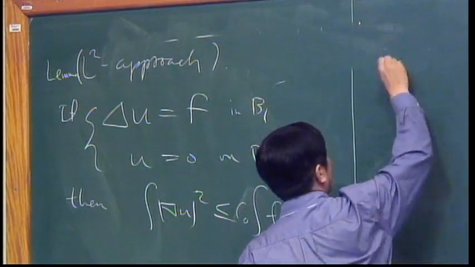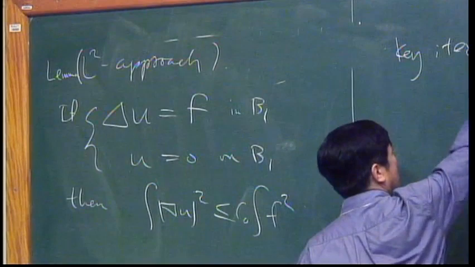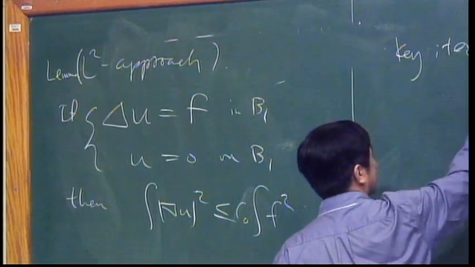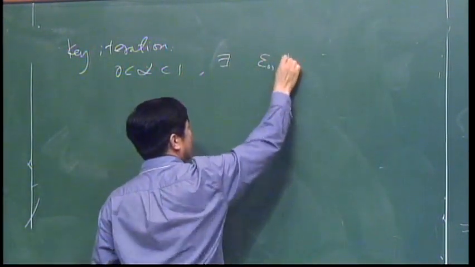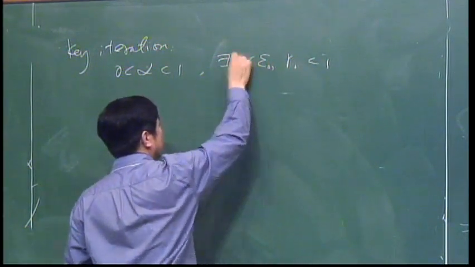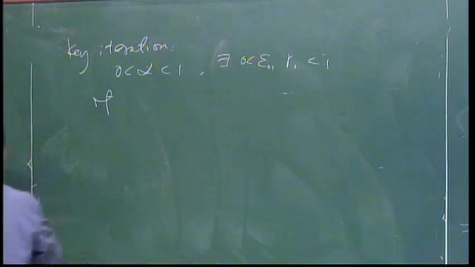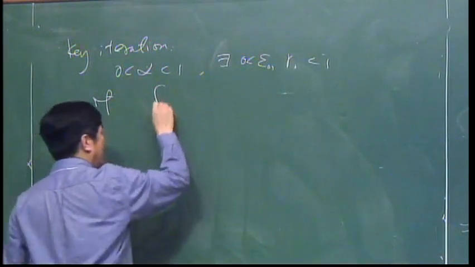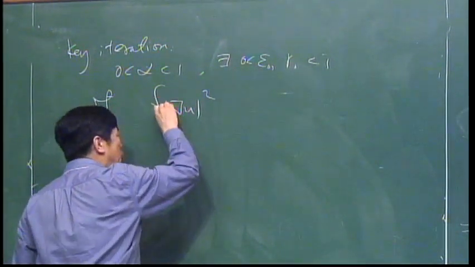Then the key iteration is this. For alpha bigger than 0, less than 1, there exists epsilon 0, R 0, exactly the same. F, the normalized, this is for 1. If this is true, I better do this.